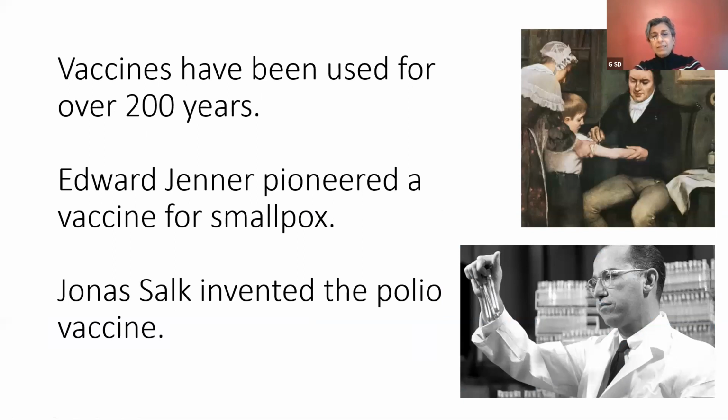So vaccines have been used for over 200 years. Now, if you go back, you'd remember Edward Jenner. He was the one who pioneered the smallpox vaccine. That was at the end of the 18th century, around 1796, if I'm not mistaken. And then came Jonas Salk in the 20th century, who came along with the polio vaccine. And because of these pioneering discoveries, we do not see these diseases in our population now. We have eradicated smallpox and polio.